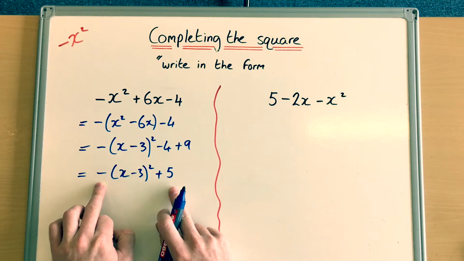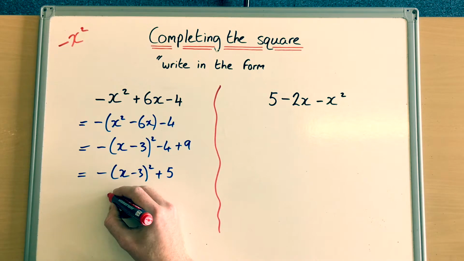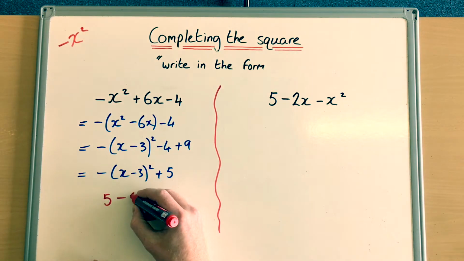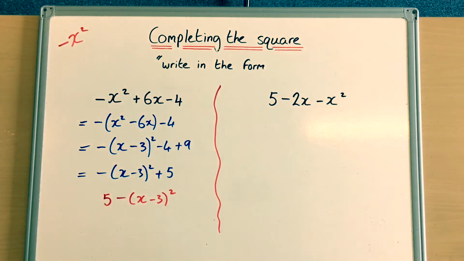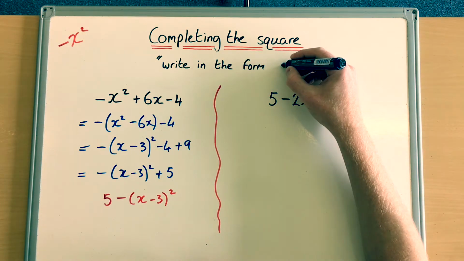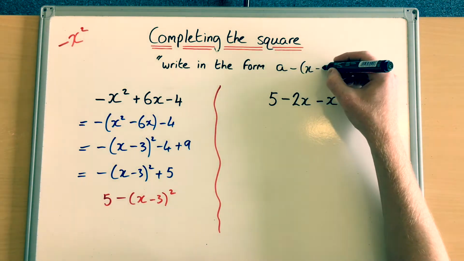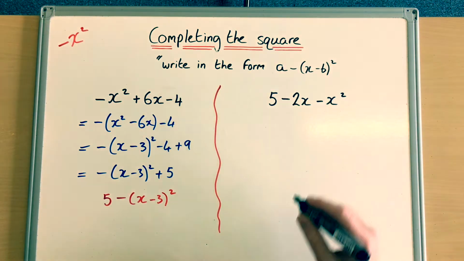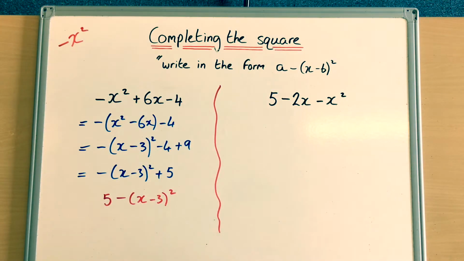Some people don't like leading with a minus sign, so some people might write this as, well, why don't we put 5 first instead? 5 minus x minus 3 squared. It's exactly the same thing. You could choose, but the reason I mentioned that is that the exam question sometimes might say, write it in the form a minus x minus b squared, okay, or something of that form, and they're actually just also asking you to complete the square. Okay, it's just written in a slightly different way.